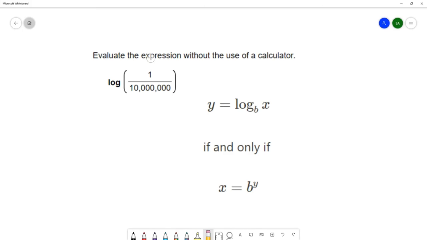Evaluate the expression without the use of a calculator. The expression we're working with is log of 1 over 10 million. So the strategy that we're going to use to simplify this logarithmic expression is to write it as an equation to start with. So I'm going to say I don't know what this expression equals. Let's say it equals p. I'm using p for power or exponent.